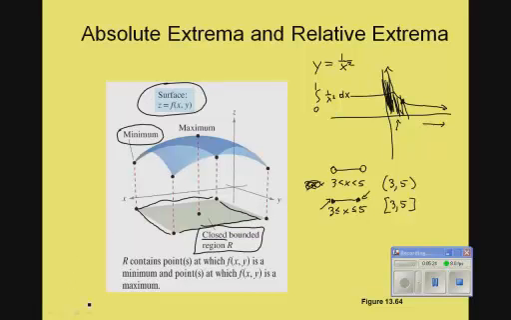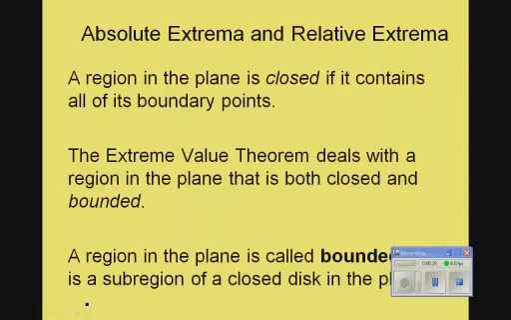All right. Hey, that's what I just said. So I talked about closed. Oh, the extreme value theorem.